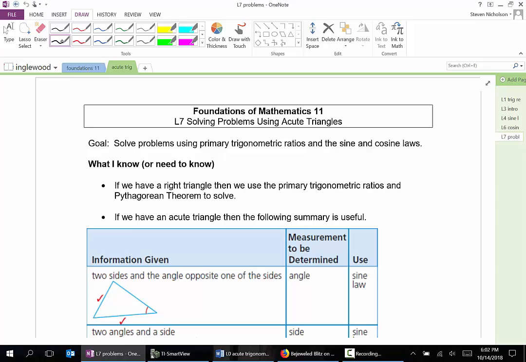The last lesson video is putting everything together and solving problems using acute triangles, solving problems using sine law, cosine law, and sometimes those grade 10 things pop up as well. What I need to know is a really important idea on one of the basic trig ratios, SOHCAHTOA.